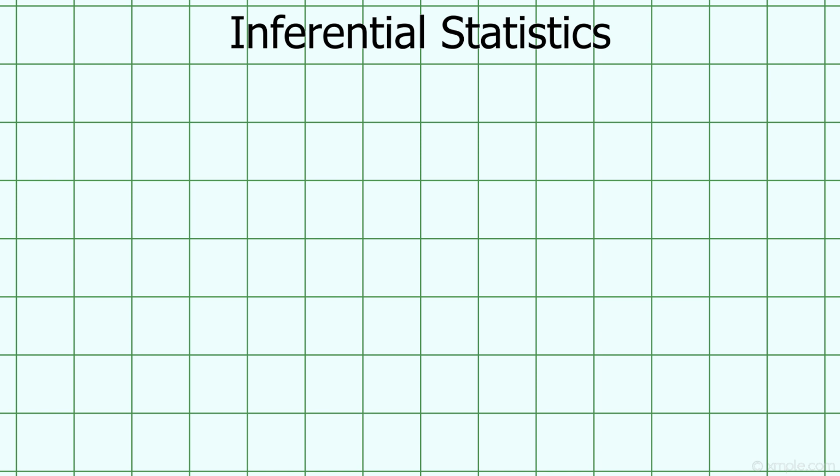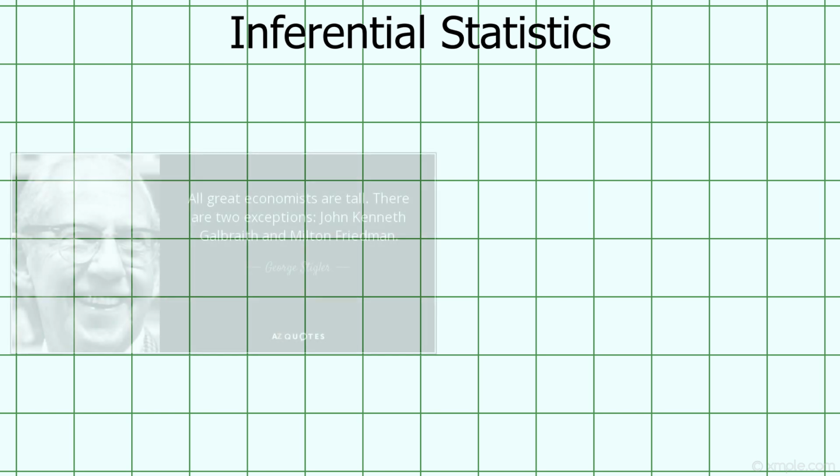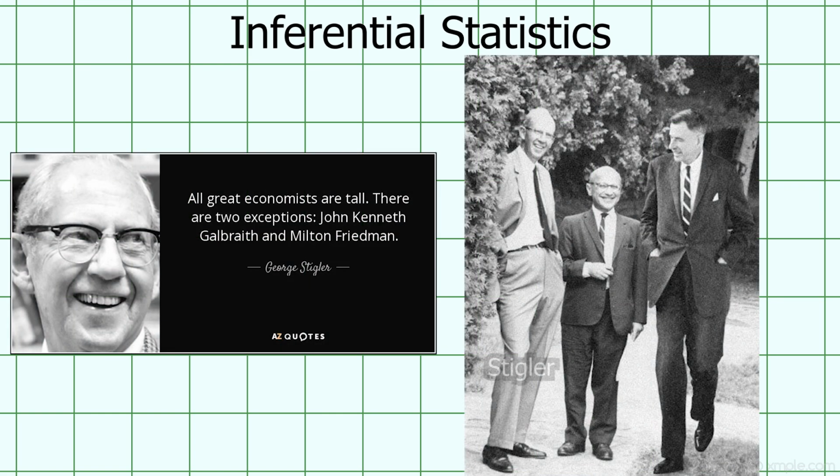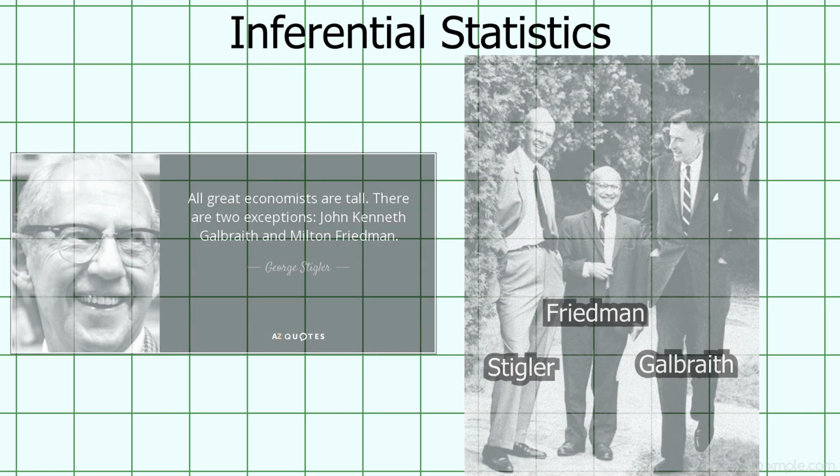Okay, awesome. We're able to find out all the characteristics of a sampling distribution. Why does this matter? It might help to take a look at an example. Take this quote from great economist George Stigler. "All great economists are tall. There are 2 exceptions, John Kenneth Galbraith and Milton Friedman." In addition to being a sick burn on Galbraith, Stigler's statement provides us with an empirical question. Are economists really taller than the general public?